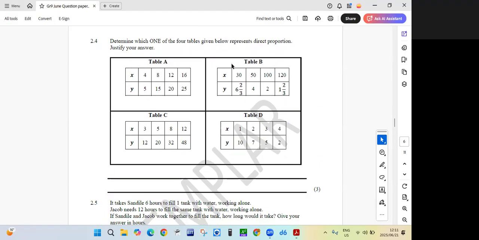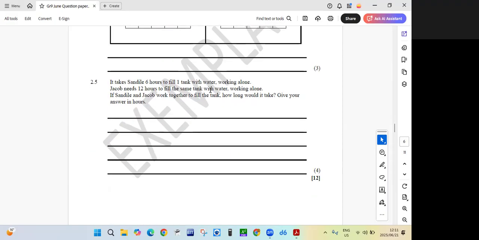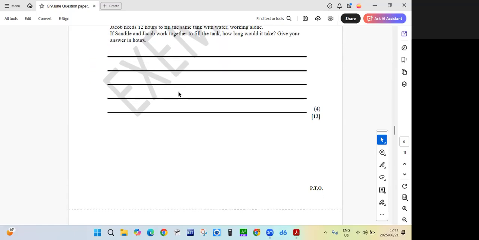2.4. Determine which one of the 4 tables given below represent direct proportion. This you will find in Functions and Relations, chapter 7. Also refer to the workbook. Okay, 2.5. You won't find a question like this in your child's book. These are level 4 applications, but you will find examples in their textbook if you want your child, if it's an 80%er, 70%er, to work on word questions like that. There's examples in the textbook.